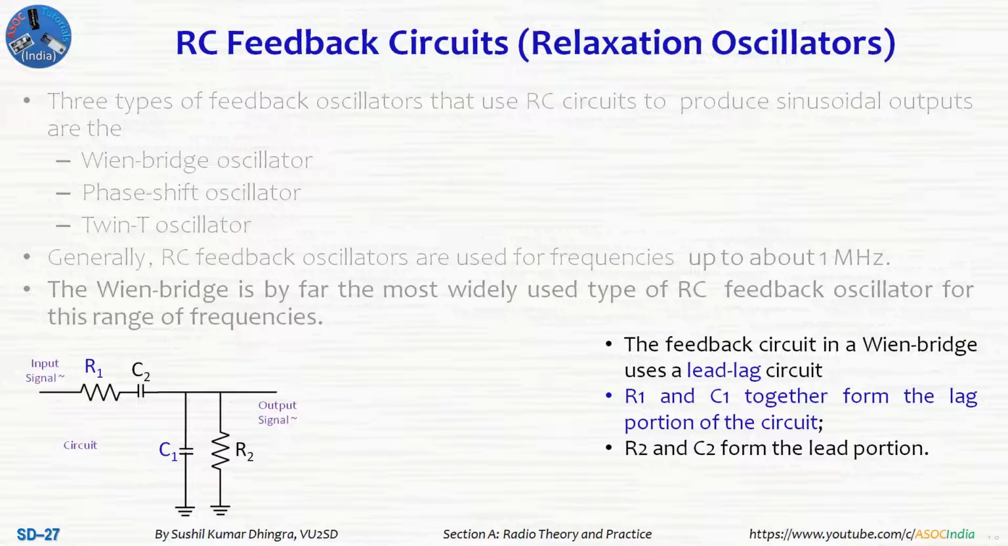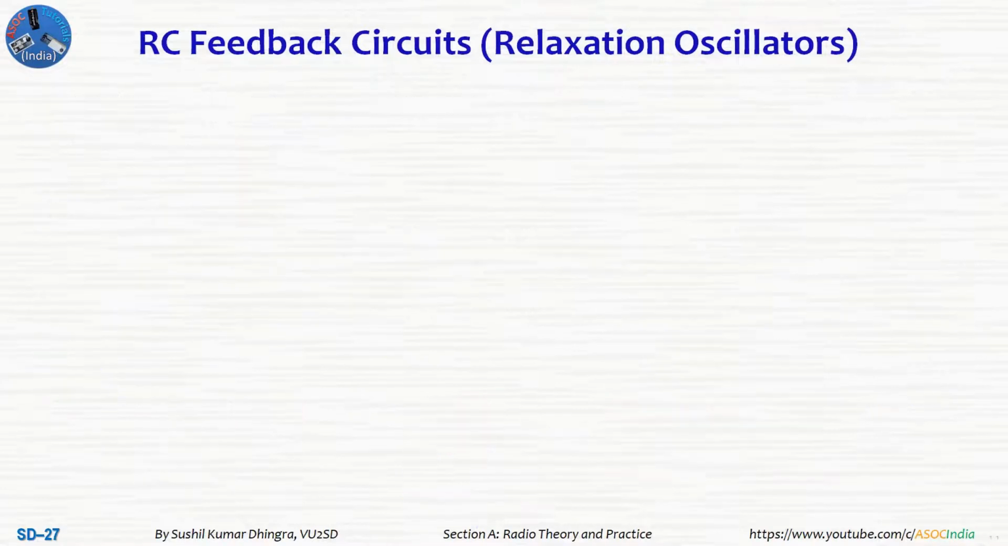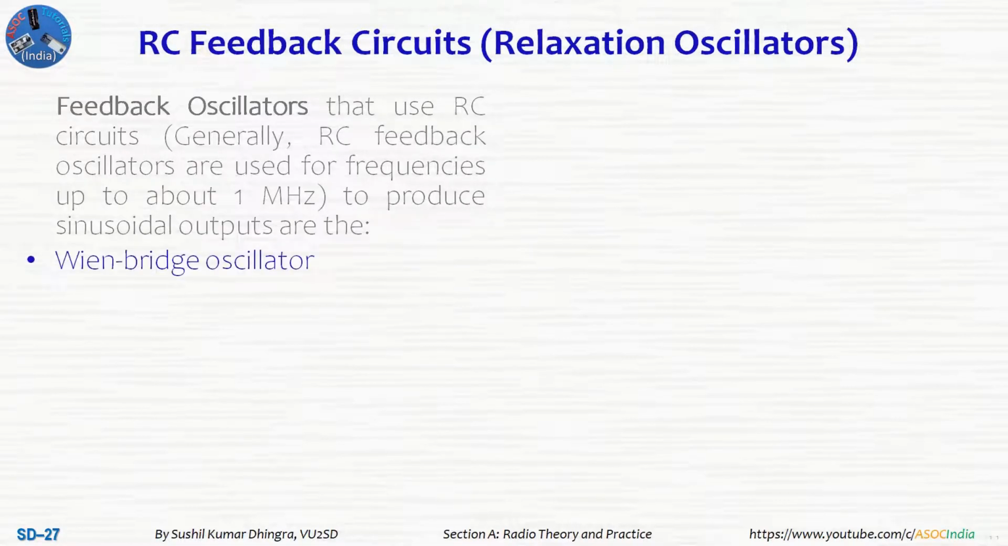This is called a relaxation oscillator, and this is how the output is coming. This is the response curve of this RC feedback circuit going continuously. This feedback oscillator uses RC up to a frequency of 1 megahertz, because after that it is not stabilized, and the output is a sine wave.